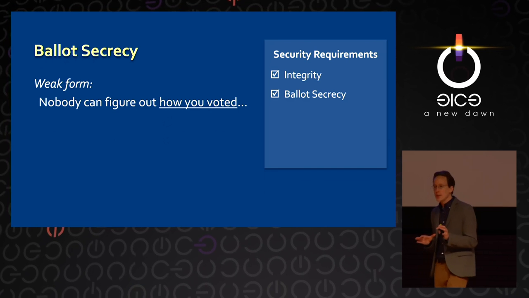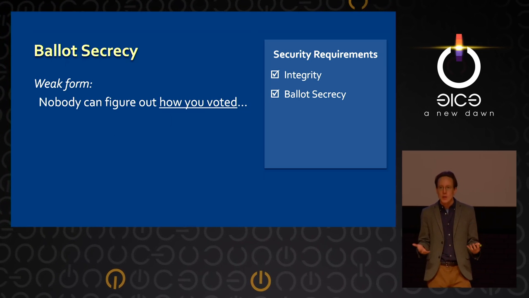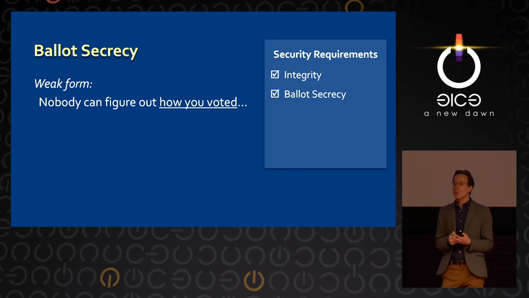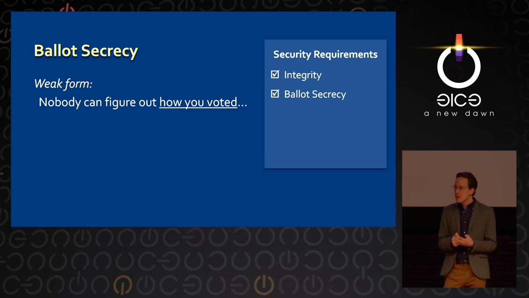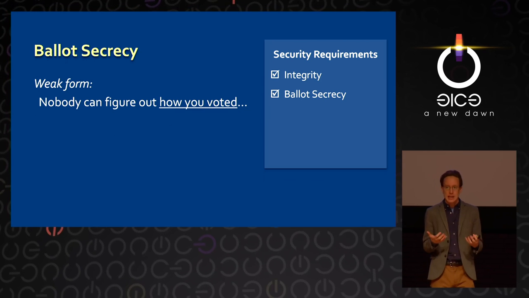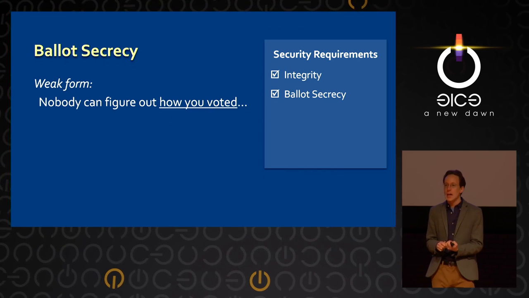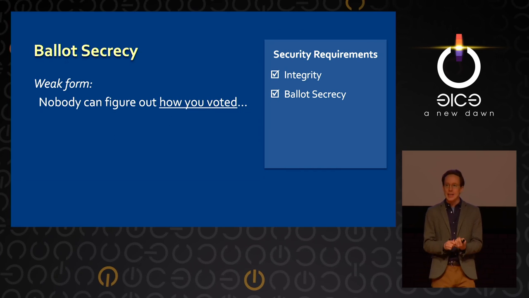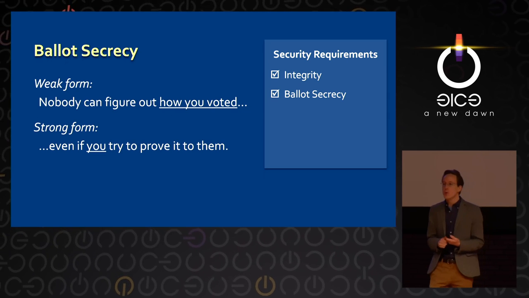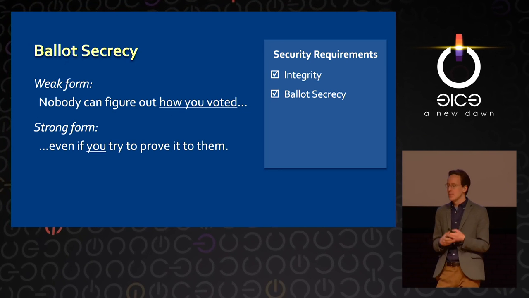But the second requirement, and the reason that this is more complicated than other problems that we more routinely solve, things like banking online and making purchases in electronic commerce, is we also have this requirement for ballot secrecy. Right? The secret ballot, which is one of the most important technological advances in the history of election technology, the thing that protects you from being coerced into voting a certain way and protects us from you selling your ballot. The secret ballot says that no one can figure out how you voted, even if you try to prove to them how you voted. This is what we want to prevent people from being coerced and prevent them from selling ballots.